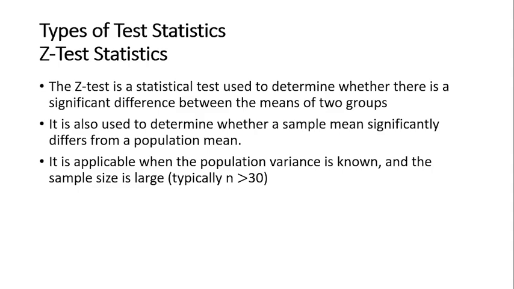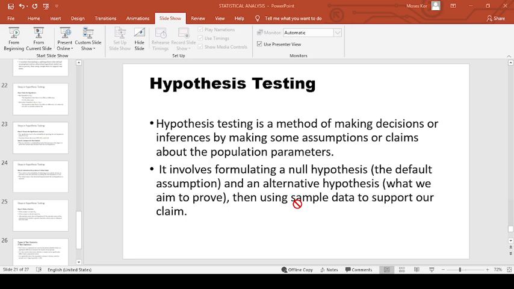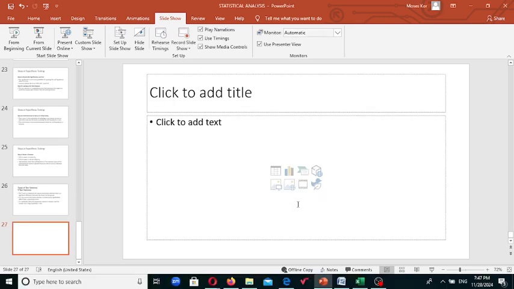So these are the types of statistics. We have the Z statistics. The Z statistics you normally use when the data is large, like n greater than 30 and above. So let's go back to Excel and see how we can run those statistics.